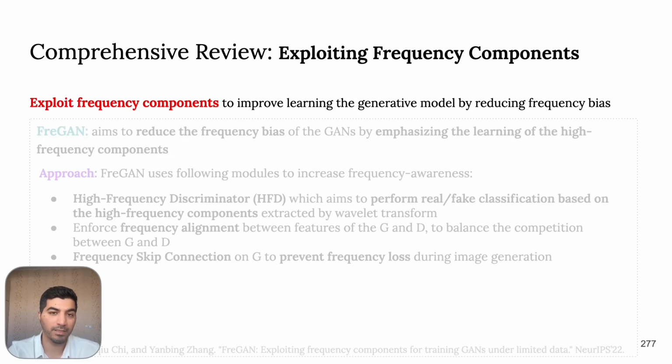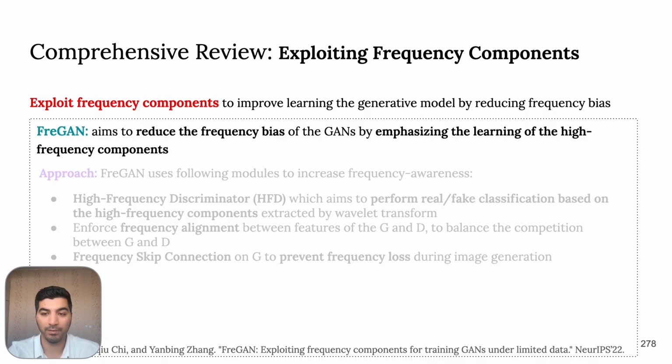The fifth category of approaches is exploiting frequency components. And approaches within this category want to improve learning the generative model by reducing frequency bias. As we discussed before, generative models usually tend to learn lower frequencies and ignore higher frequency. And approaches within this category want to address this issue.